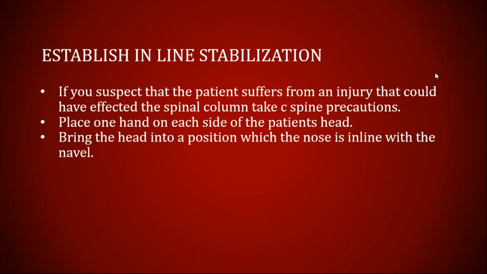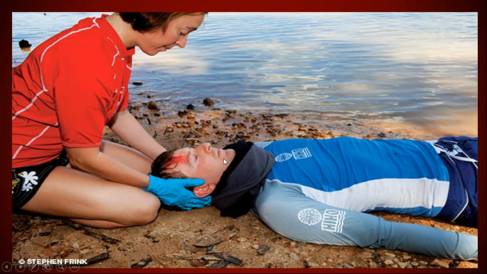Bring that head neutral, in line between the nose and the navel. That's going to maintain that good inline stabilization. When we are doing this and we have to open up that patient's airway, remember to use the jaw thrust maneuver. Here we can see a good example of this rescuer maintaining that C-spine precaution, also holding that airway patent at the same time. And it looks like they have a makeshift C-collar through a shirt or sweater of some kind.